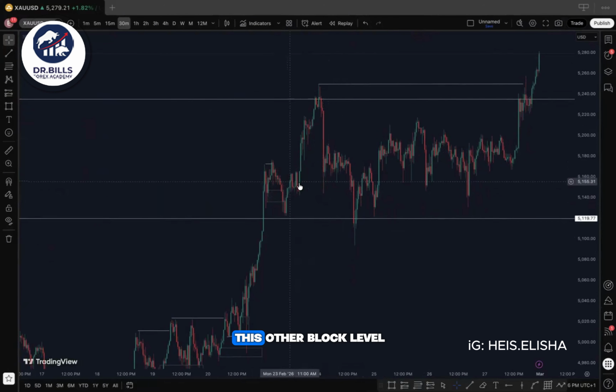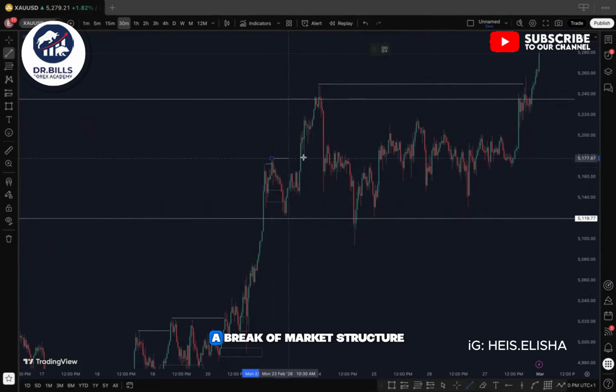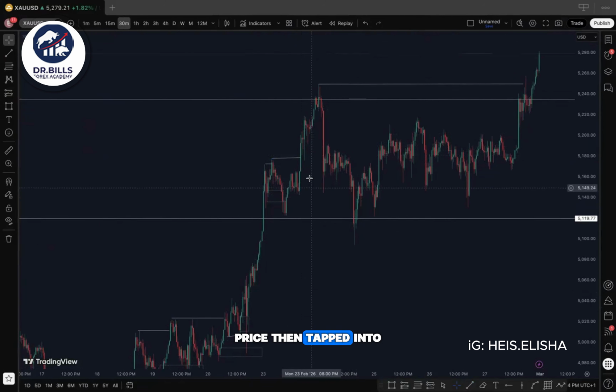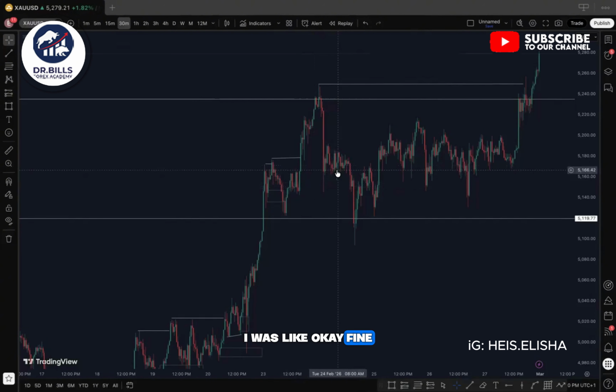The price tapped into this other block level that was here. So this was then a break of market structure. Price then tapped into this other block here and bounced off of it. So when price bounced off of it, I was like, okay, fine. Maybe price will actually want to buy from here, and I bought. My stop loss was below this level here.